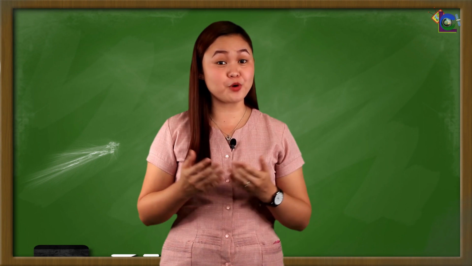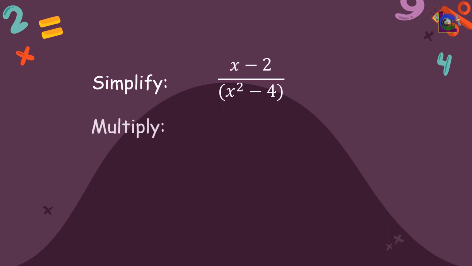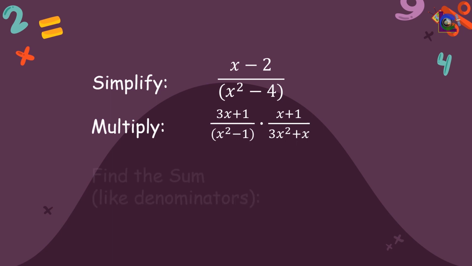For you to begin, you need to recall some properties and processes to simplify rational expressions by answering the following problems on the screen. Number 1. Simplify the rational expression x minus 2 over x squared minus 4. Number 2. Multiply the rational expressions 3x plus 1 over x squared minus 1 times x plus 1 over 3x squared plus x.